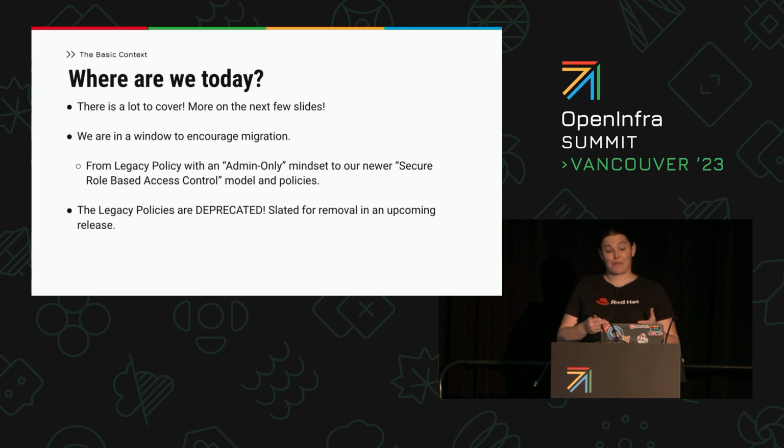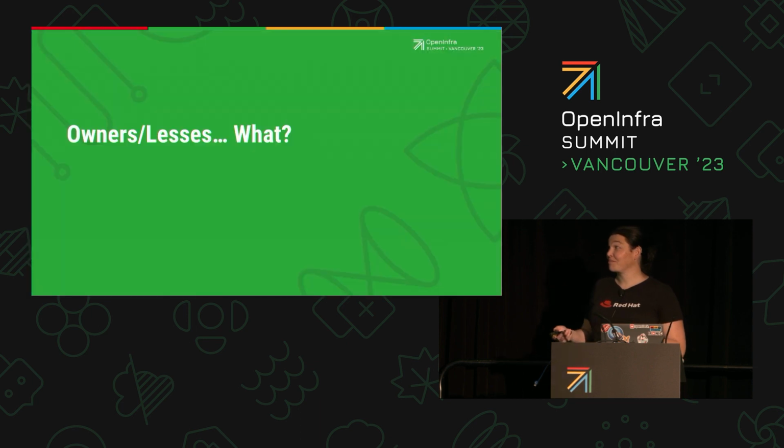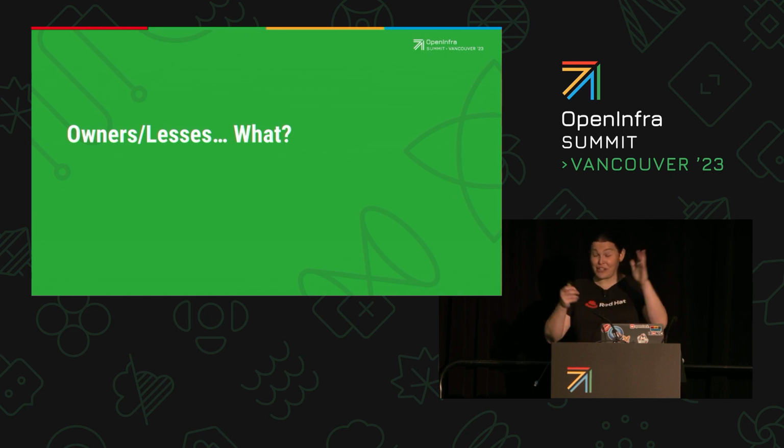We are encouraging operators to move from legacy policies, which are the bare metal admin and bare metal observer, and just relying on isAdmin or role just admin, to the mindset of our newer secure RBAC role-based access control policies. The legacy policies are deprecated, and I believe they'll be removed, I think, actually, in the next release, or the release after. One after. So C, release, or D. Anyway, but that's all very confusing.